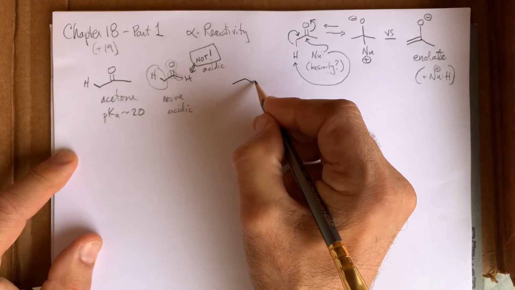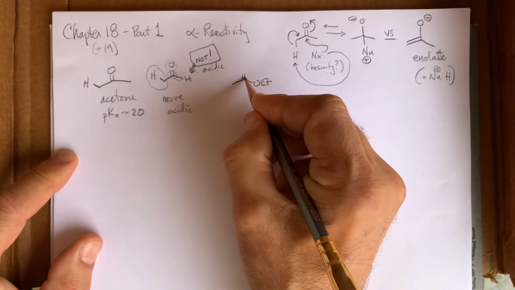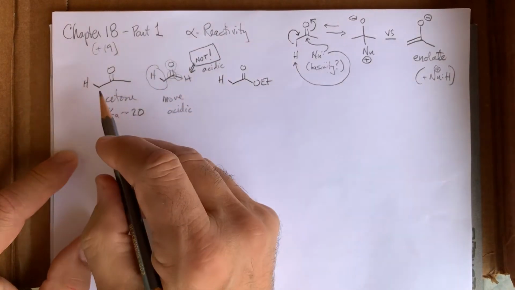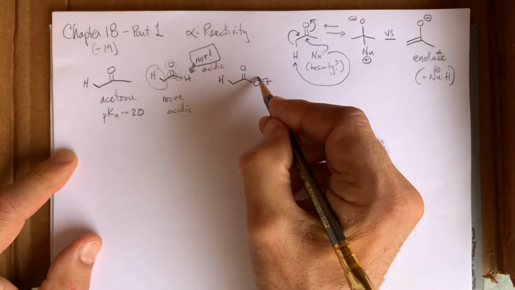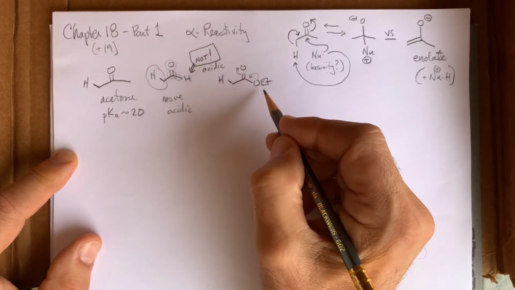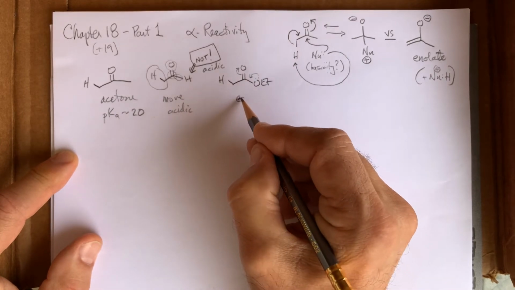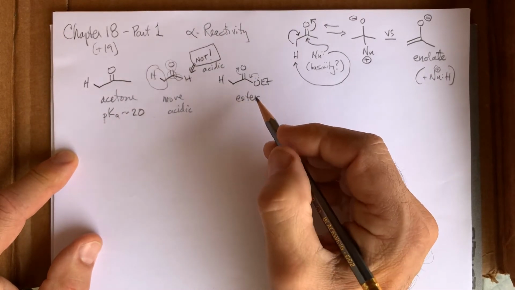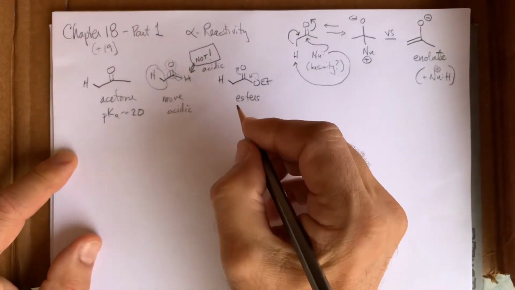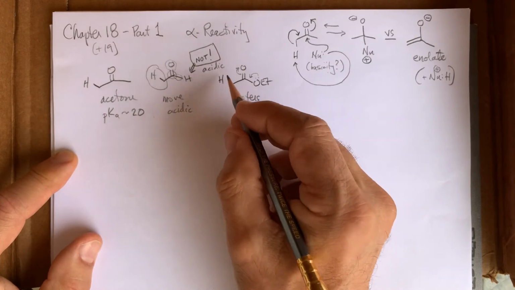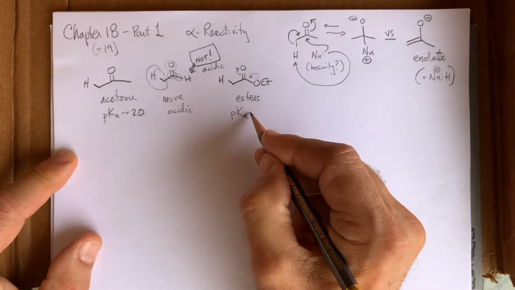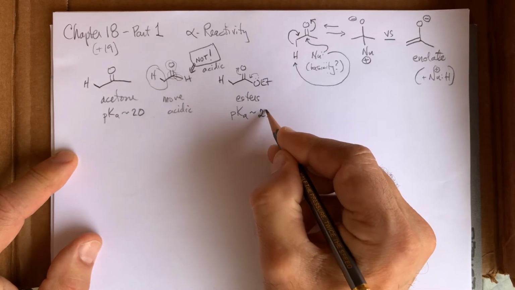I told you that esters are more stable than ketones and aldehydes because of their resonance stabilization. So what that means is they start lower down in energy, and so if you want to deprotonate them, it's more difficult, or this is less acidic. So the pKa of ethyl acetate is about 25.